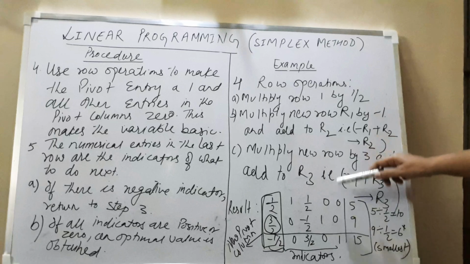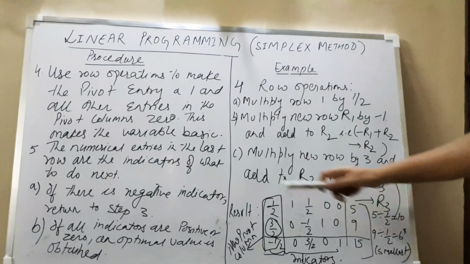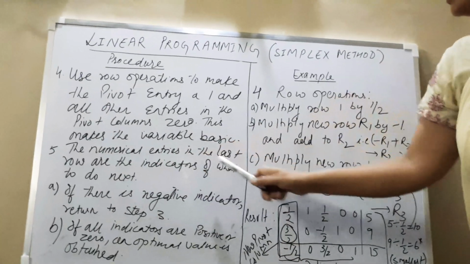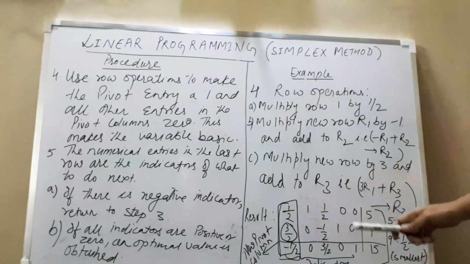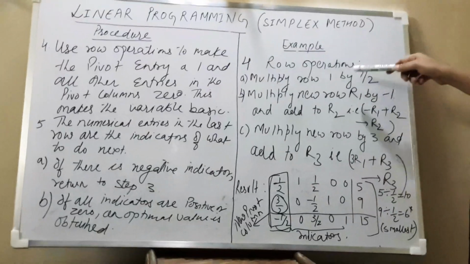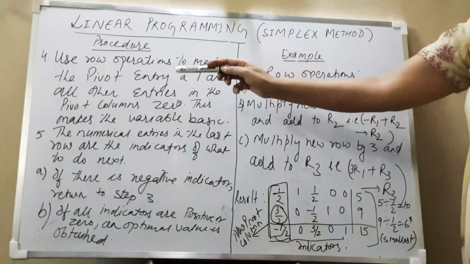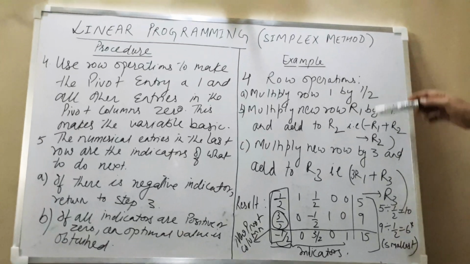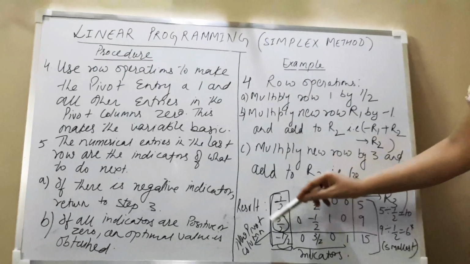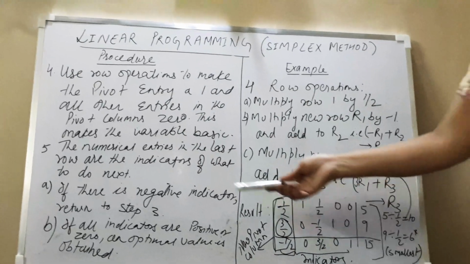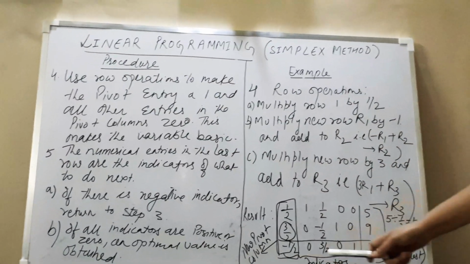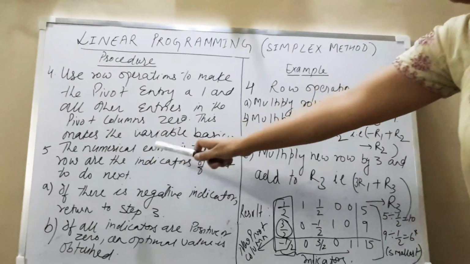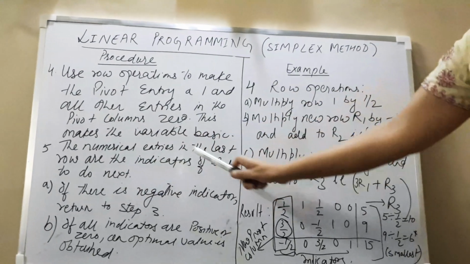And again, what is the use of this? The numerical entries in the last row are the indicators of what to do next. So we are doing these steps for making the pivot entry 1 and other entries in the pivot column 0. By doing these row operations, we land on this simple matrix. Again, these indicators will tell what to do next. So here, this is the fifth step.